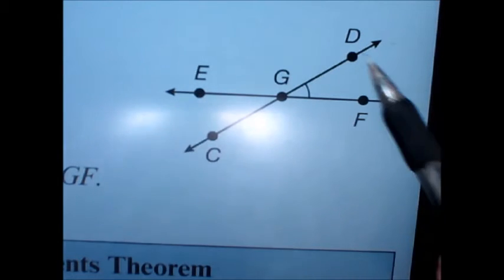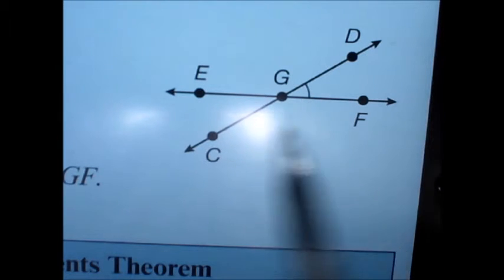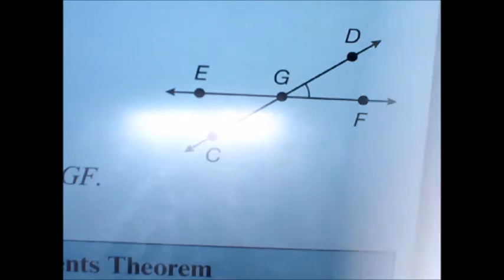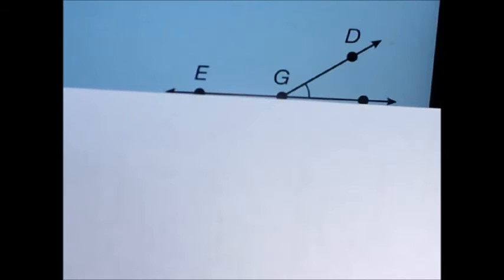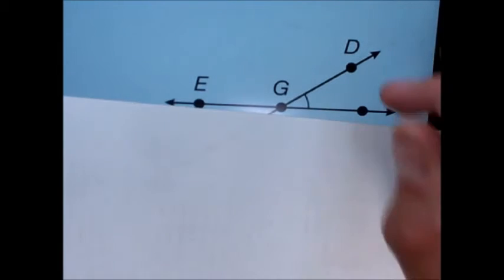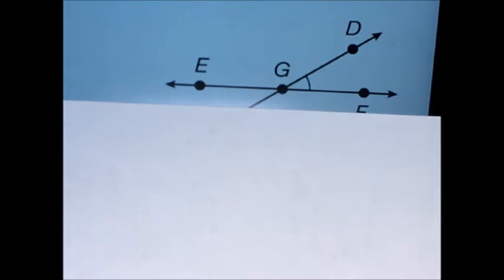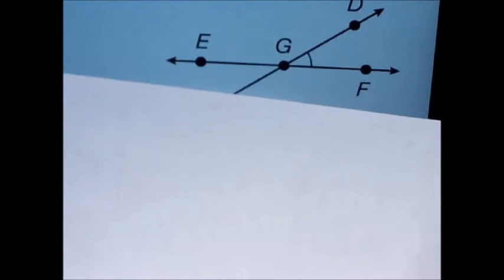So, DGF is indicated by the arc mark right here. Notice, I'm just going to draw a straight line using this paper. I'm just going to ignore the bottom part for now. Clearly, EGD is supplementary to DGF, right? You can see it pretty easily. It's on a straight line. If I keep moving it.